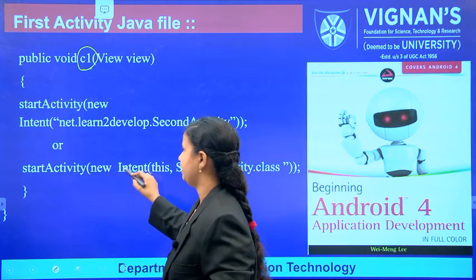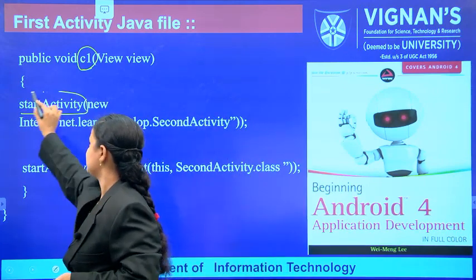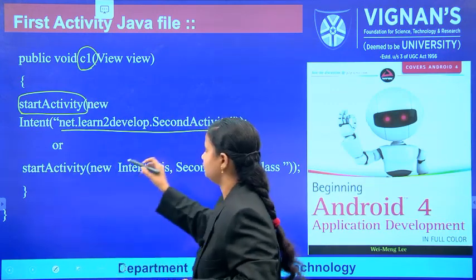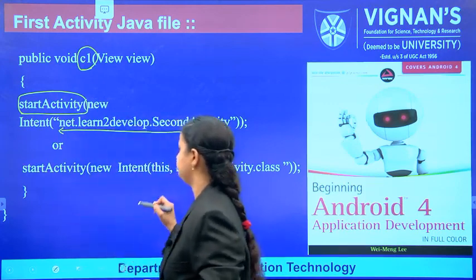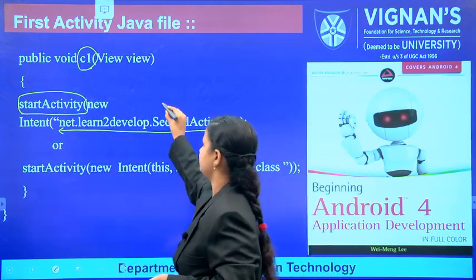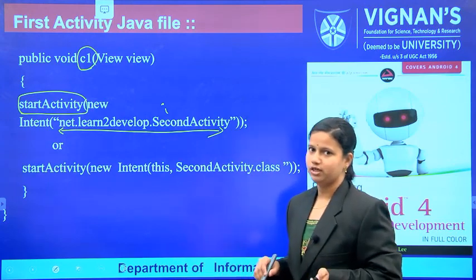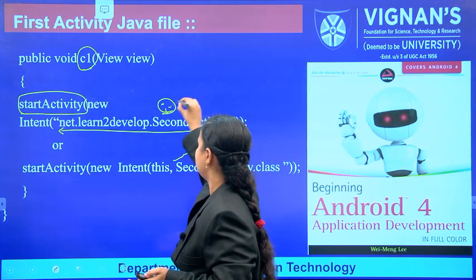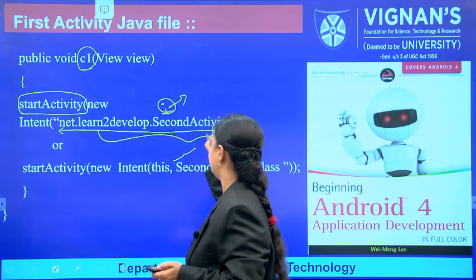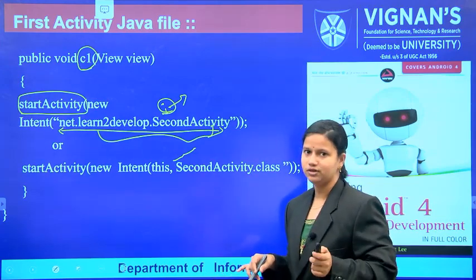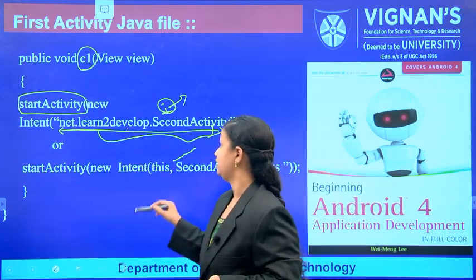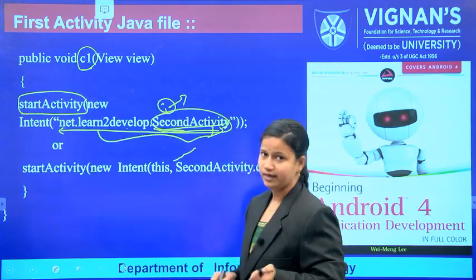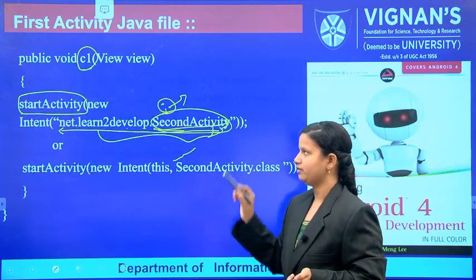So what is the implementation? Here we have to call startActivity of a new intent. As we already discussed, we have to mention the intent object name, or otherwise directly, instead of this object name, mention the activity we want to navigate to. So I want to navigate to the second activity. The first activity has to navigate to the second activity.